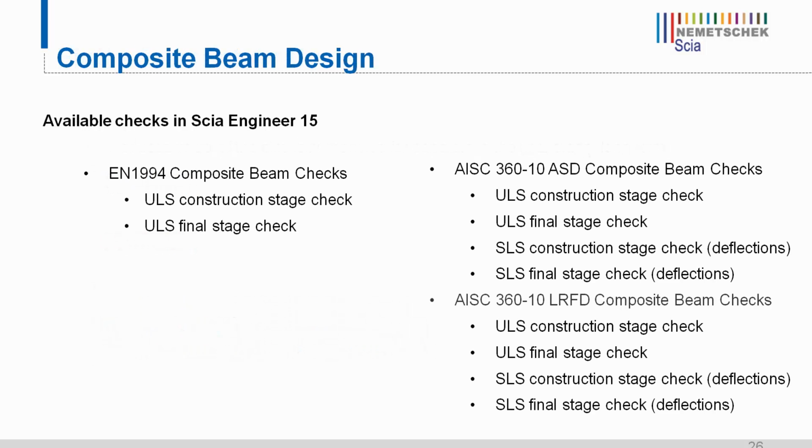Here you can see an overview of all available checks in Scia Engineer 15 so far. For the Eurocode 4 composite beam checks, we have the ULS construction stage check and the ULS final stage check. For the American codes, 360-10 ASD and 360-10 LRFD, we have both the construction stage and final stage ULS checks and the construction stage and final stage SLS checks, which are the checks for the deflections, of course.